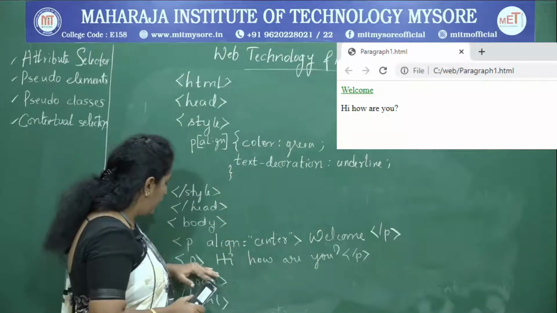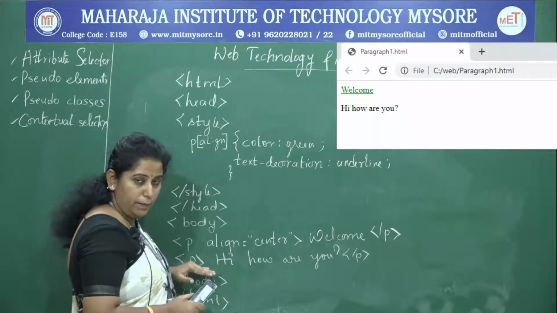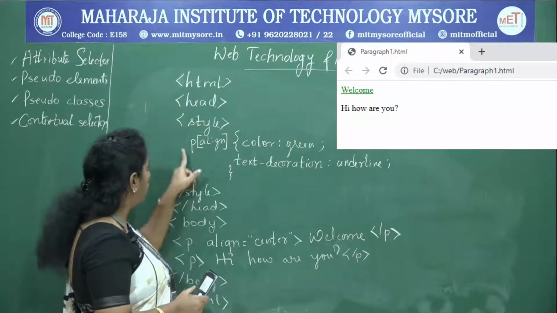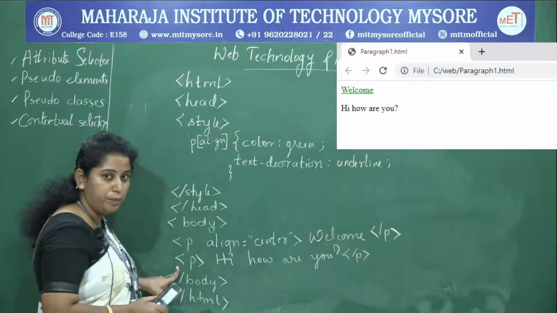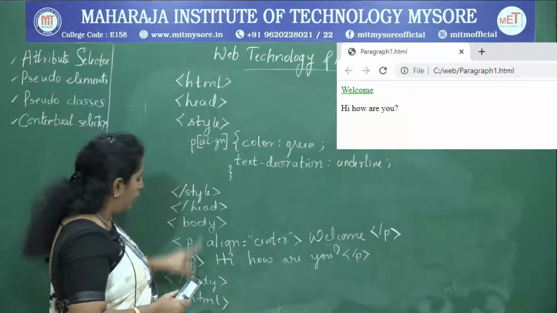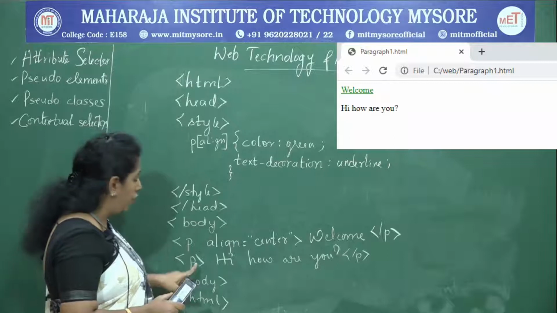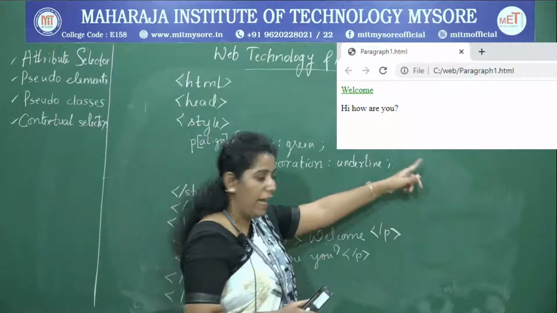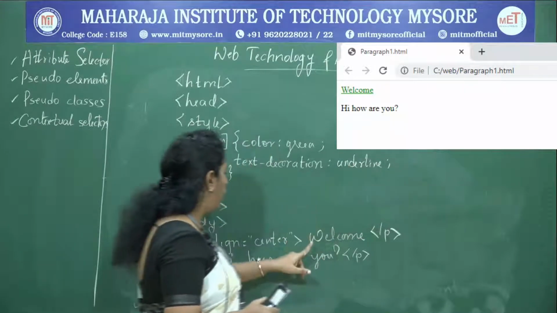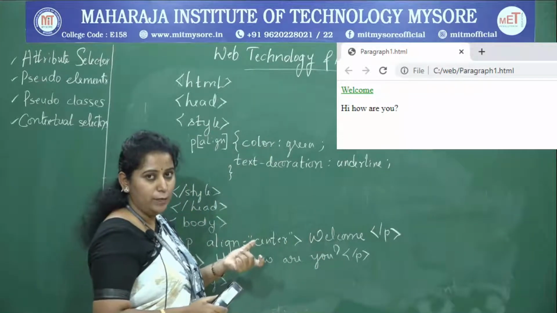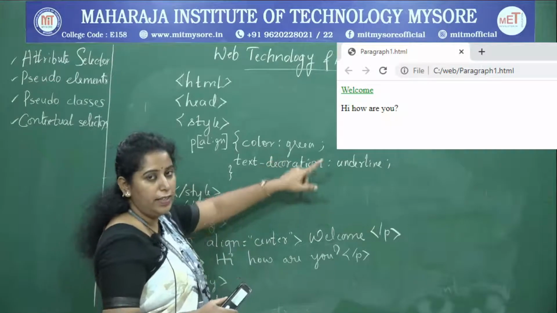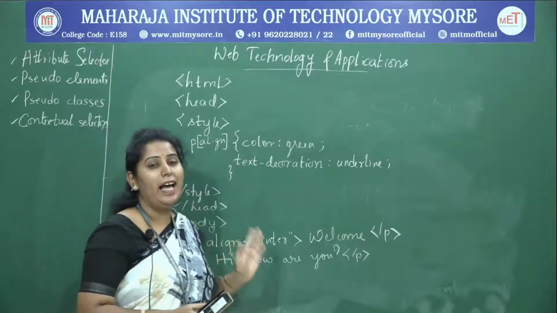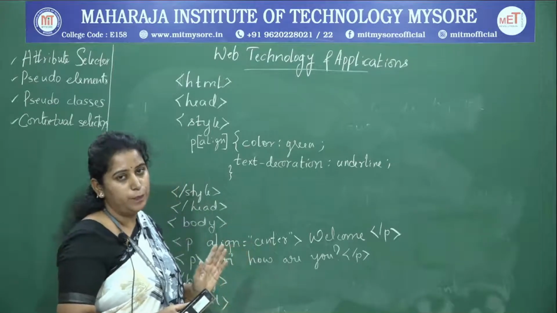Whereas in this case, I have not set any property. So this selector doesn't match for this. Even though the P tags are the same, this align property is not matching with this tag. I have not set any property. That is why "hi, how are you" is printed as it is in the output screen. Only the welcome has been styled. It is in green color and it is underlined. So this is an example where you are implementing the attribute selector.